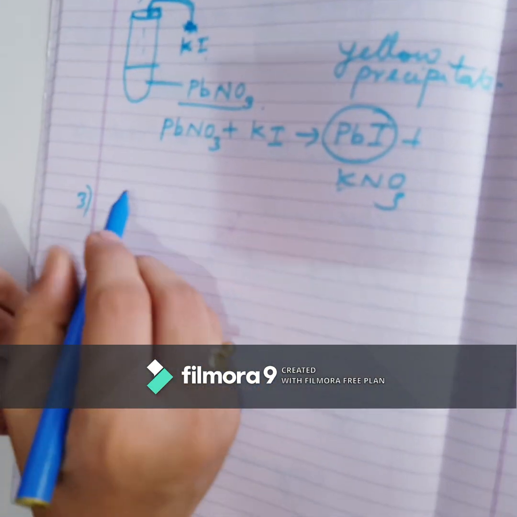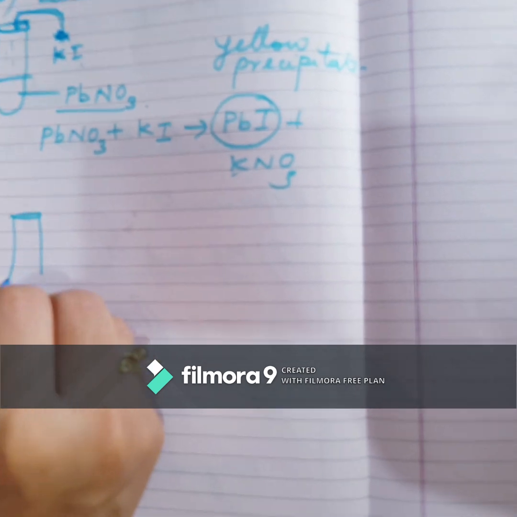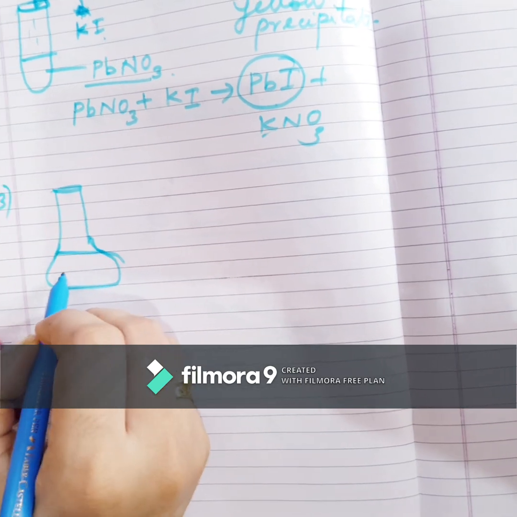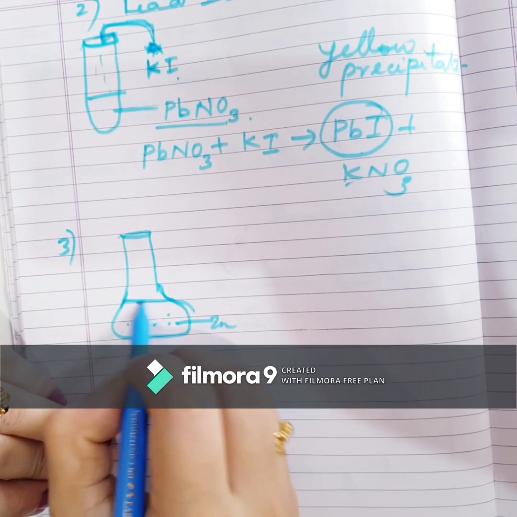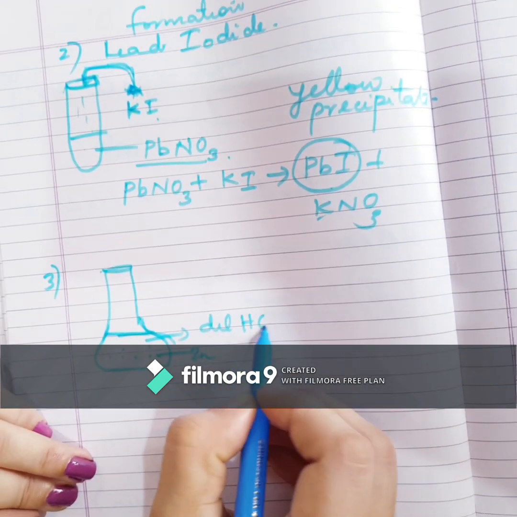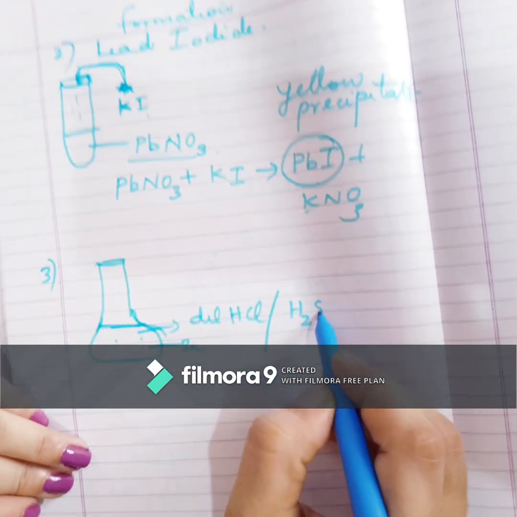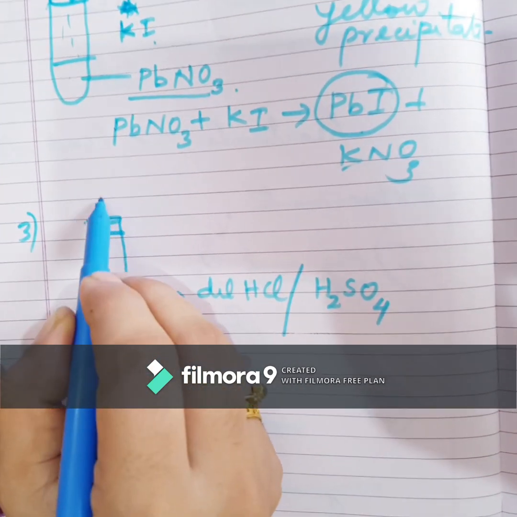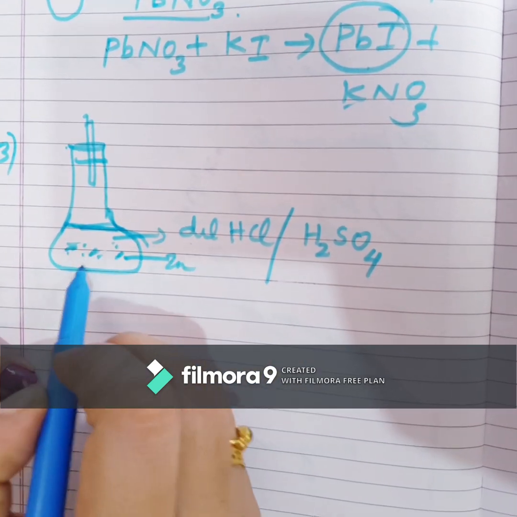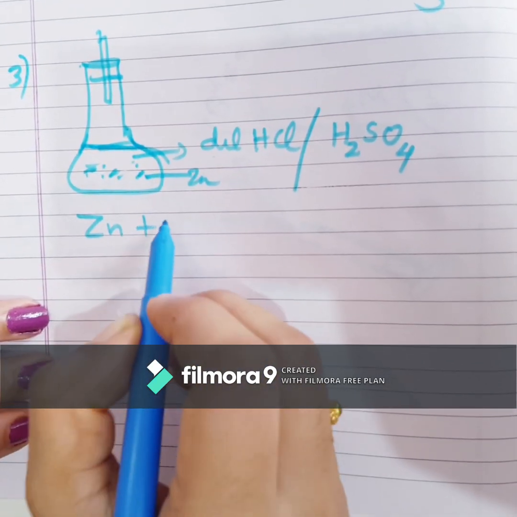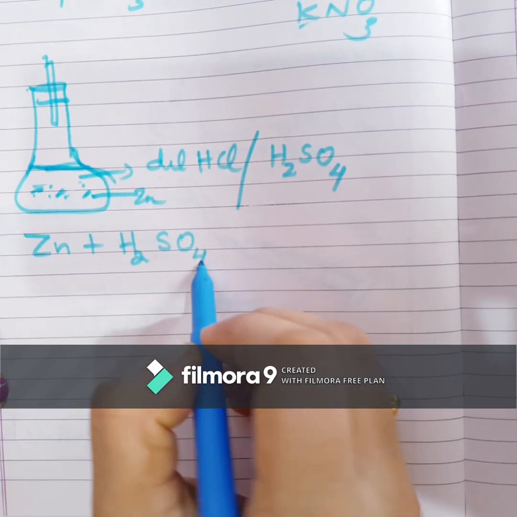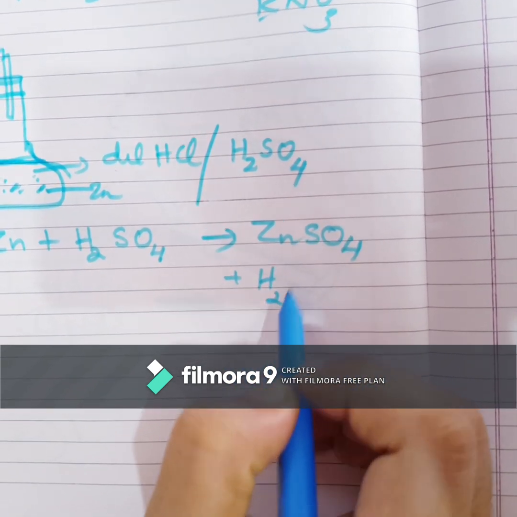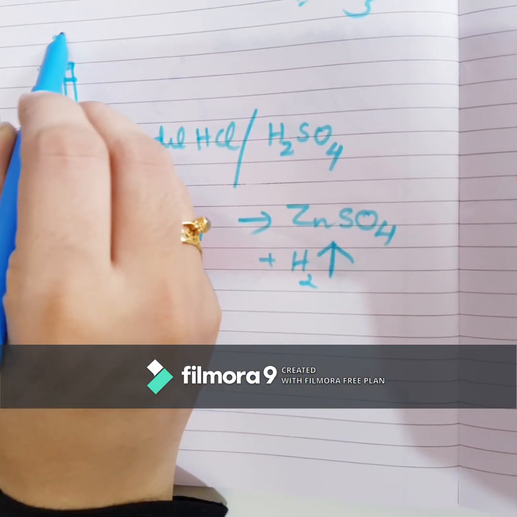Third experiment, you need a conical flask. In this you add zinc granules and you take dilute hydrochloric acid or dilute sulfuric acid. So you have zinc granules and you have a cork and you can insert a glass tube there. So as a result of the reaction, zinc and sulfuric acid, you get zinc sulfate and hydrogen gas which is liberated. So you have hydrogen gas which can be collected.